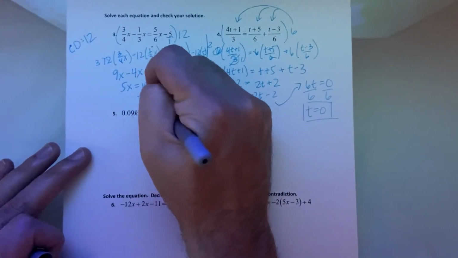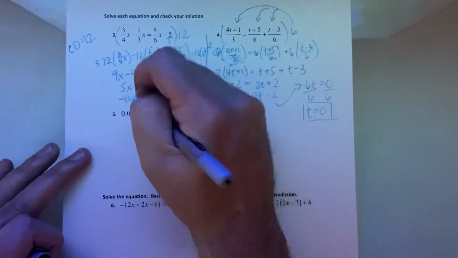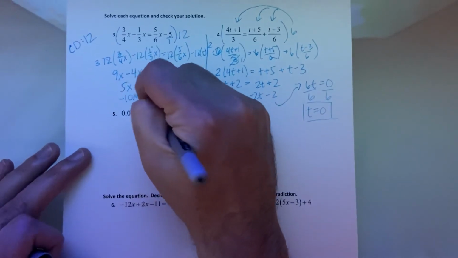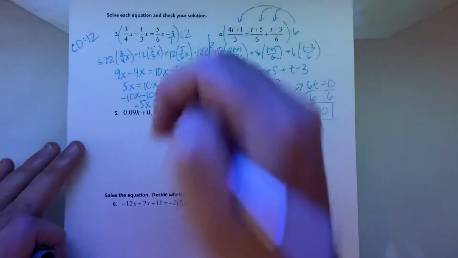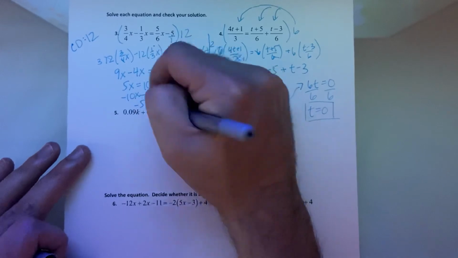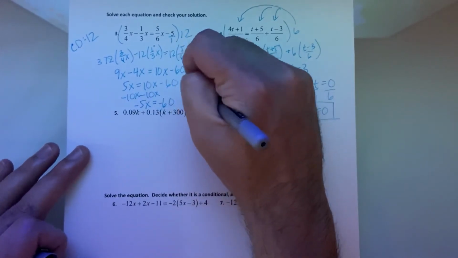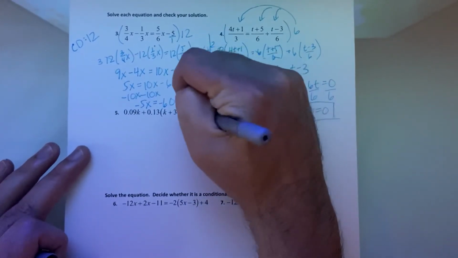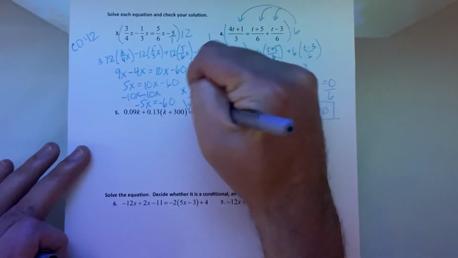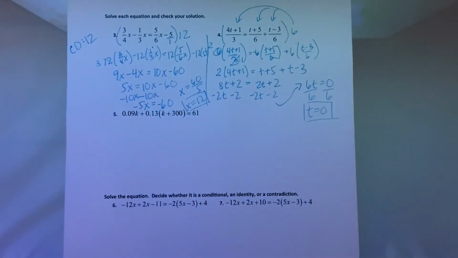Subtract the 10x over to get negative 5x equals negative 60. And when you divide by negative 5, the negatives will cancel. You get x equals 60 over 5. So x is 12. And you can plug it back in and check. We're not going to.